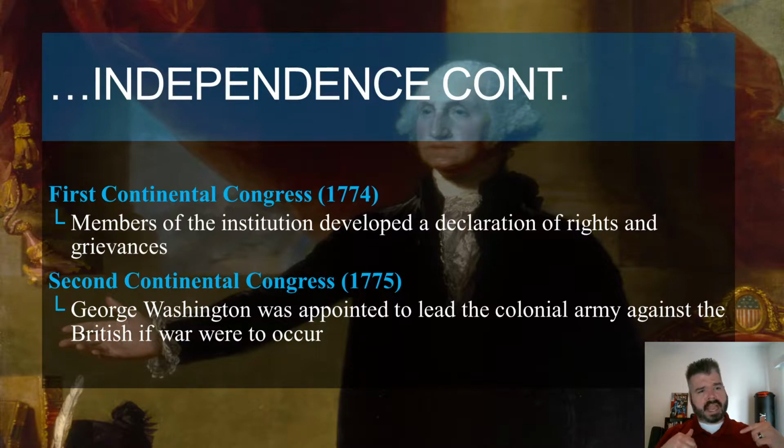So, we have the First Continental Congress of 1774. Members of the institution developed a Declaration of Rights and Grievances, not only a declaration of rights for the colonists, but also a list of grievances towards the British government. Then we had the Second Continental Congress in 1775, where George Washington was appointed to lead the Continental Army against the British if war occurred. Now, of course, we know, hindsight, this is the past, we did go to war with the British. But here is when George Washington was appointed to lead that army.